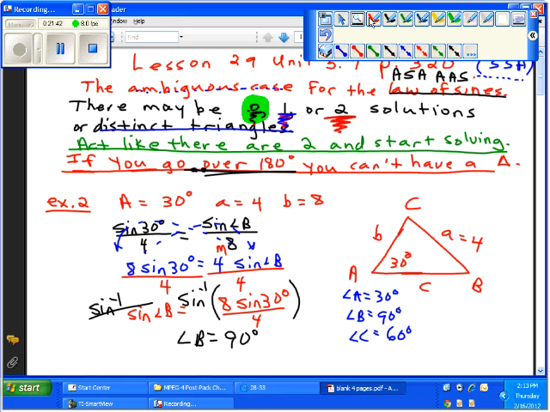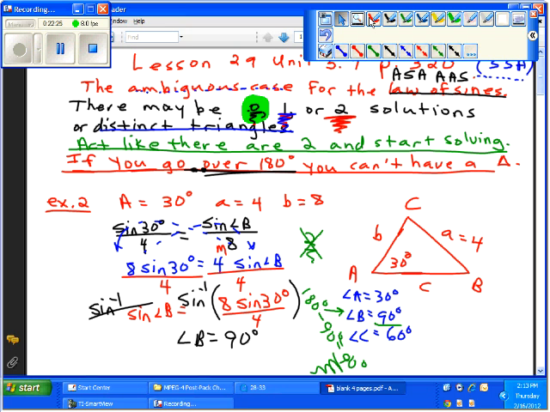Now the situation is that my second choice for angle B, because of the picture we drew a while ago, is 180 degrees minus my first choice for angle B, and 180 minus 90 is 90. My second choice for angle B is exactly the same as my first choice for angle B. That means I do not get two distinct triangles. I only have one distinct triangle because I did not get a second choice for angle B when I went 180 minus the first one. That means that there's only one solution.